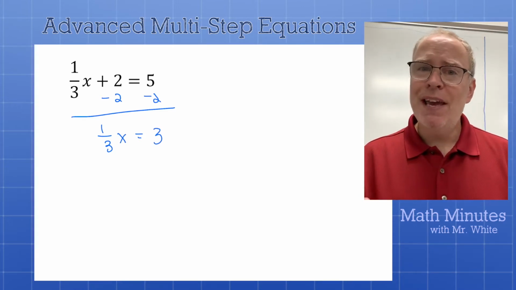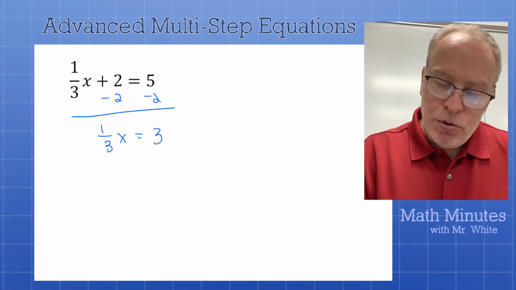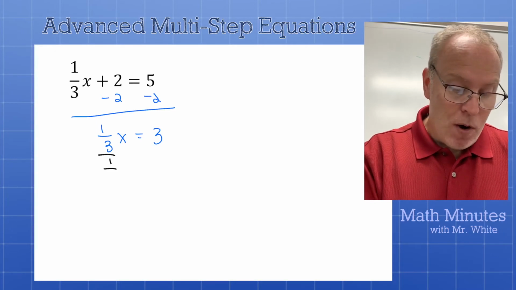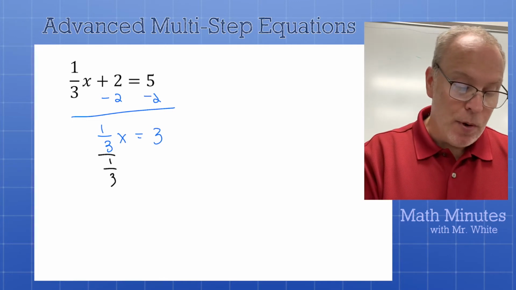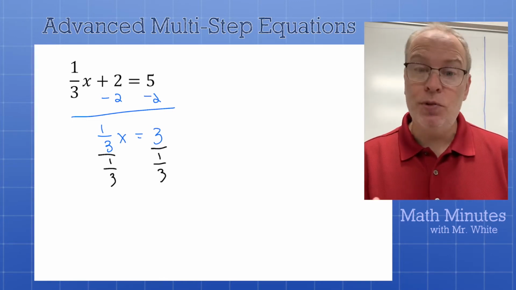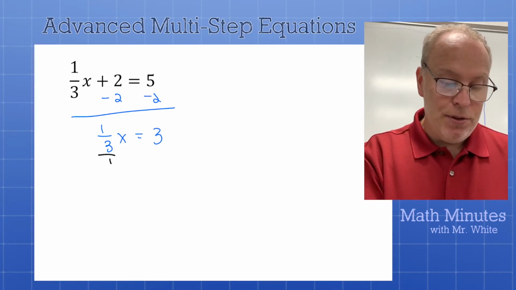Now, I want to get rid of that 1/3. You do not want to write this on your paper. We don't want to divide. I know division is the opposite of multiplying, right? It's the inverse operation, but we don't want to divide by 1/3. Look how confusing that would be. So I'm not going to do that.